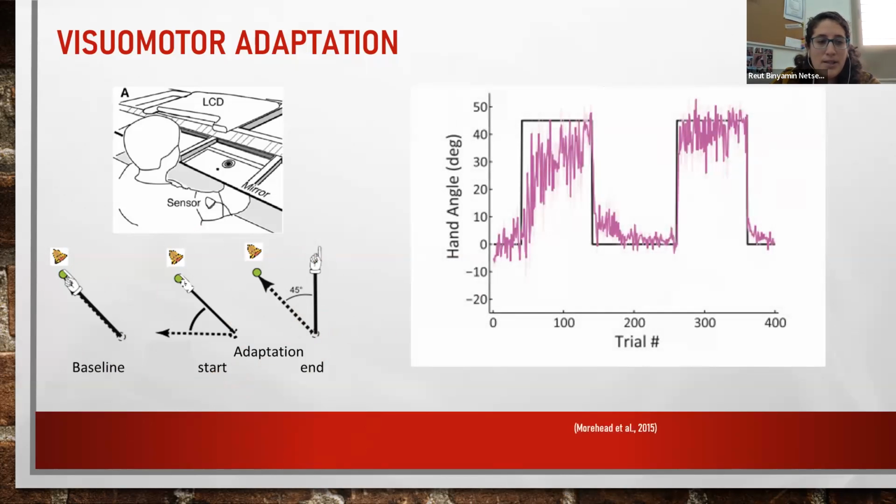As you can see in this figure I took from Mawase and Collins, from the study from 2015, this is how adaptation looks. We have hand angle with respect to trial number. And you can see that when the perturbation is introduced, the participants gradually change their hand direction to adapt to the perturbation. And when the perturbation stops, they gradually go back to the baseline mapping.